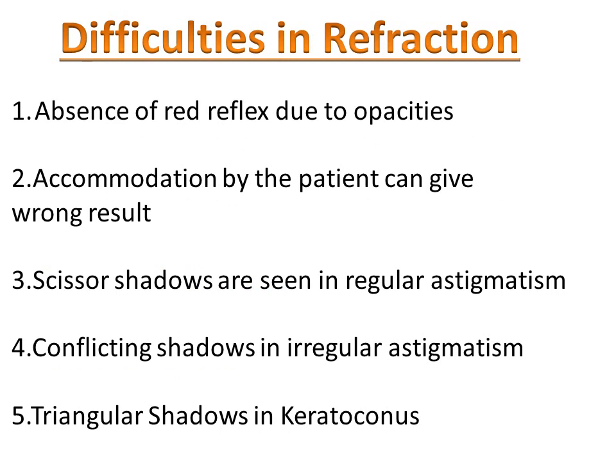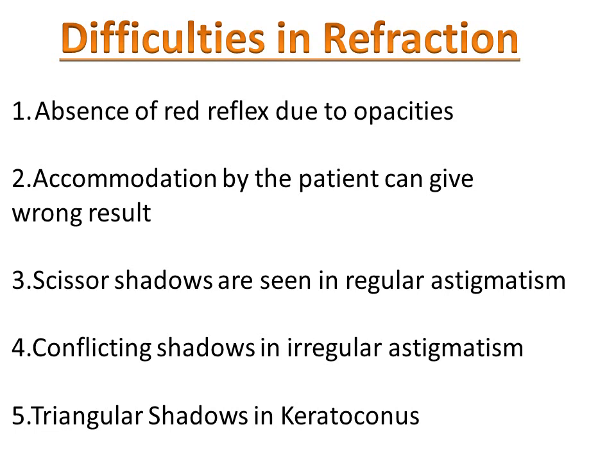In all the cases, retinoscopy is not going to be very easy. In some cases, there will be some difficulties in doing retinoscopy. First such case will be when you have lot of opacities in the media in the form of corneal opacity or lenticular opacity, you cannot see the red reflex properly. When the patient starts accommodating, there also you will not only get wrong result, you will not be able to see the glow properly. There are some cases, as in case of regular astigmatism, scissor shadows are seen and they are slightly confusing.